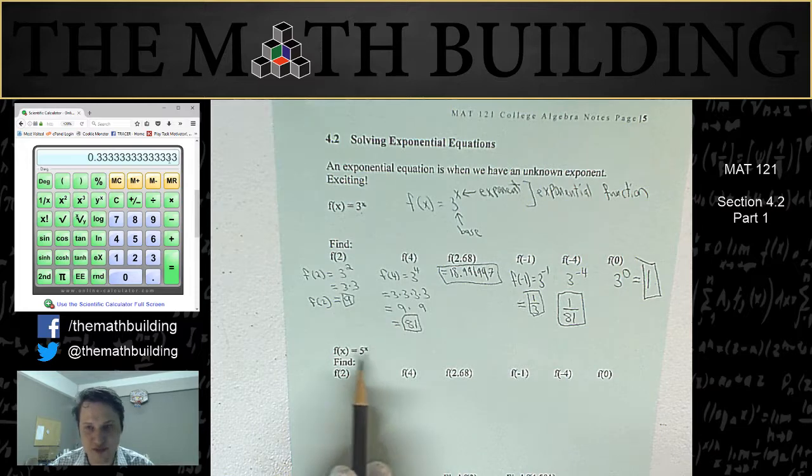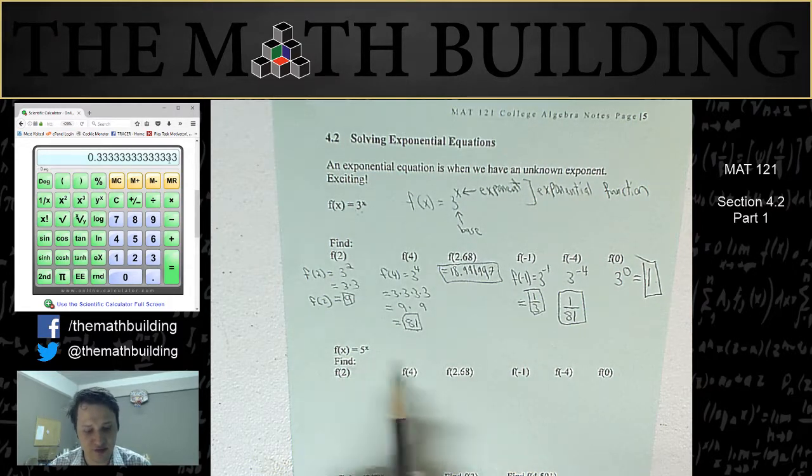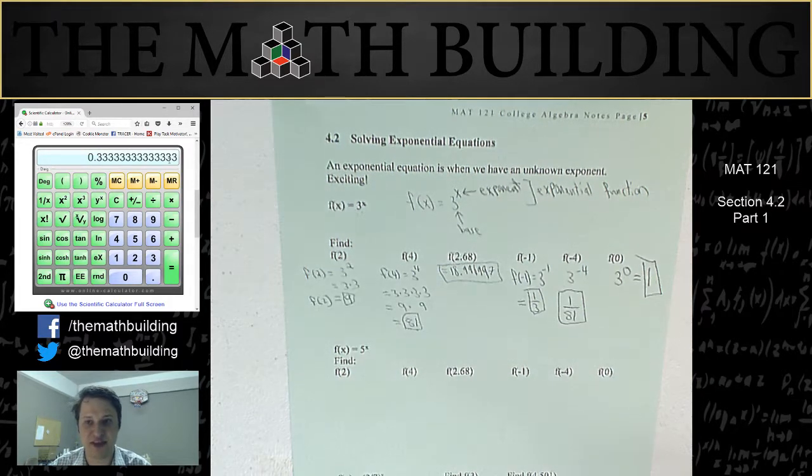Why don't you go ahead and pause the video and try to find all of these various values for 5 to the x. Pause the video now and see if you can get them, and then I'm just going to write down the answers.